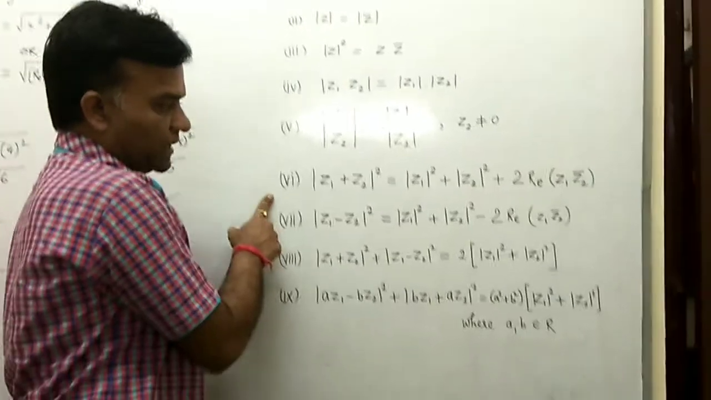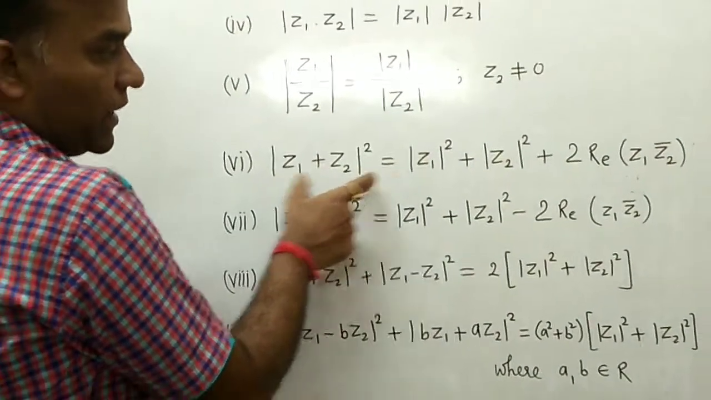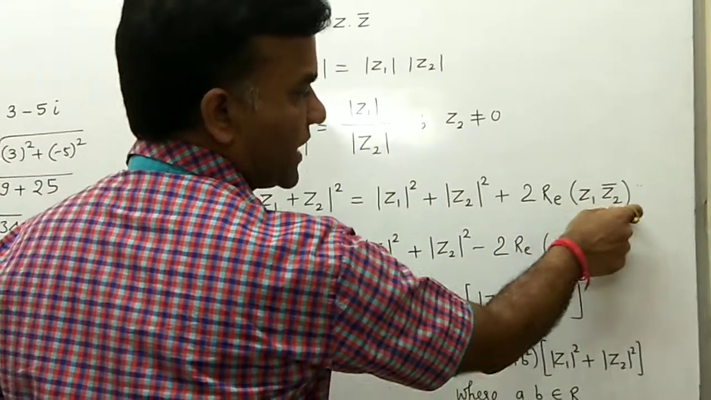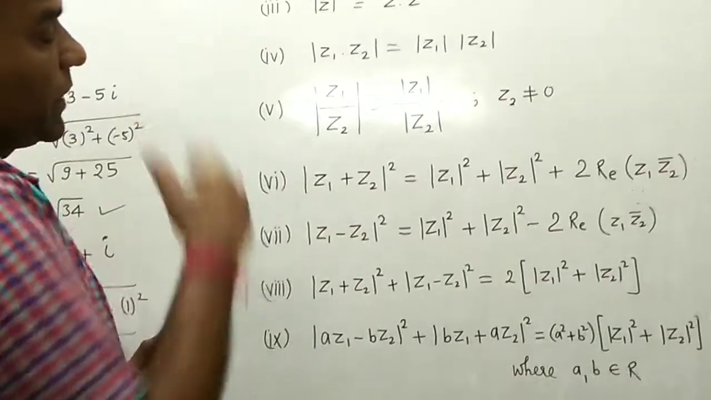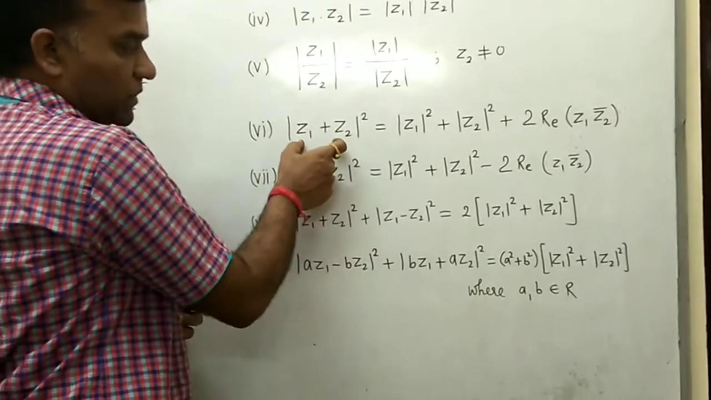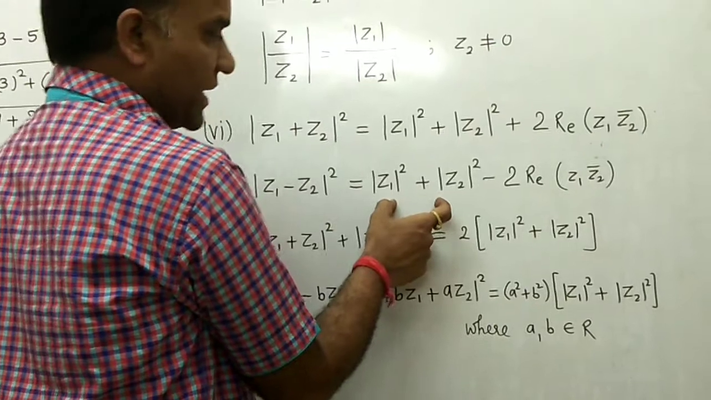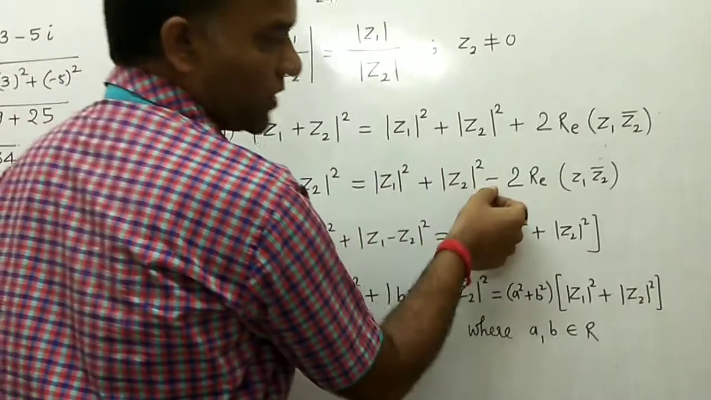Now property 6 is again here. We discuss |z1 + z2| whole squared, that is |z1|² + |z2|² + 2 Re(z1 z2 bar). We have to prove this with the help of examples and with the help of the algorithm. And the same property for minus, again taking the same condition. Now here |a + b|² has a plus sign, and |a − b|² has a minus sign, so minus 2ab here.